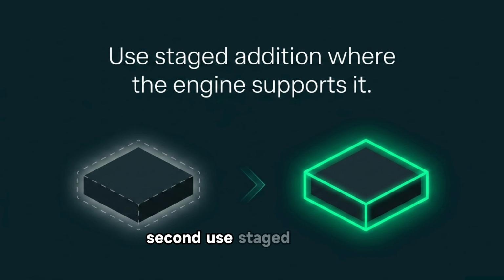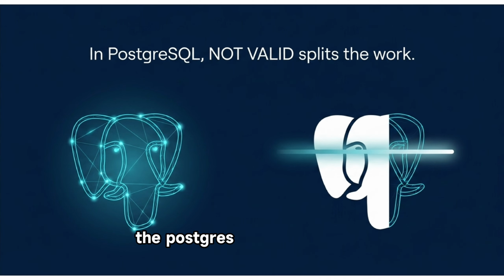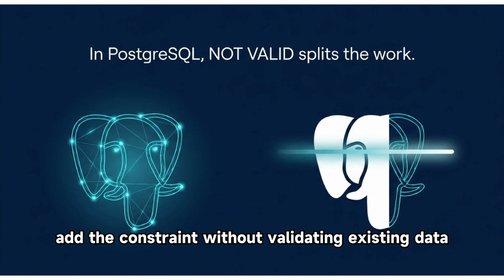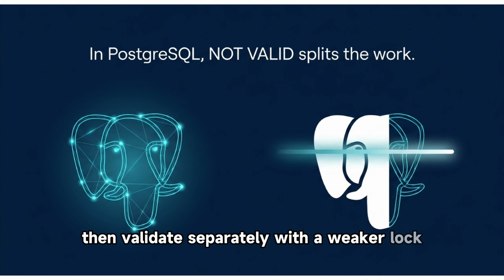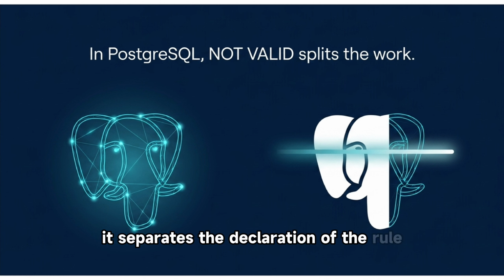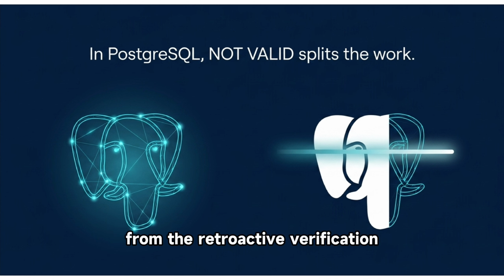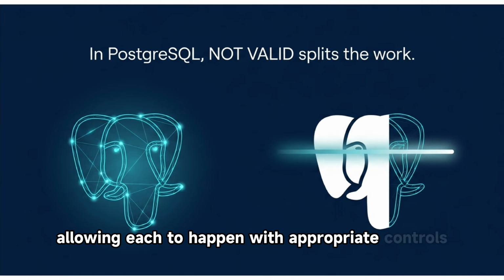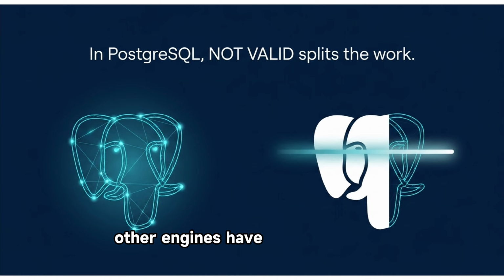Second, use staged addition, where your database engine supports it. The PostgreSQL not valid pattern. Add the constraint without validating existing data, then validate separately with a weaker lock, is specifically designed for this problem. It separates the declaration of the rule from the retroactive verification, allowing each to happen with appropriate controls. Other engines have analogous patterns. Understanding which mitigation strategies your specific database supports is part of the operational knowledge required to manage constraints safely.